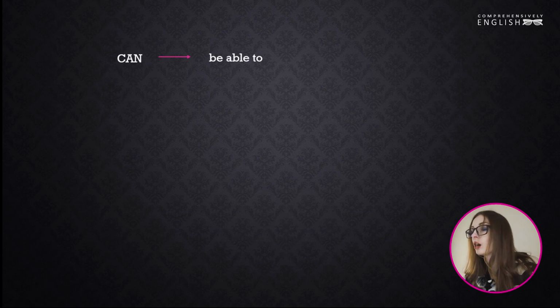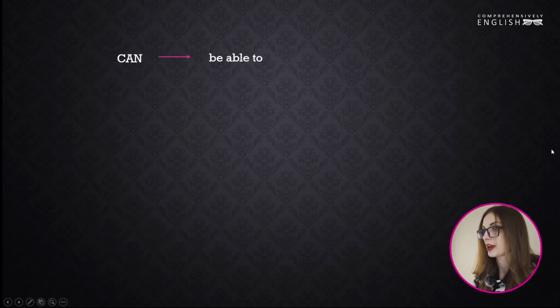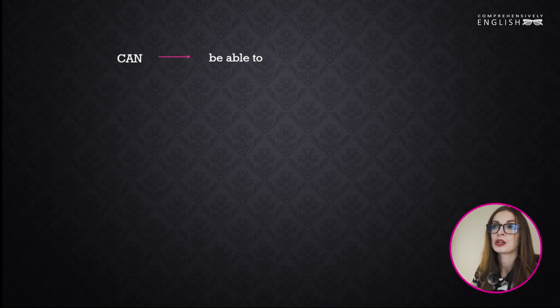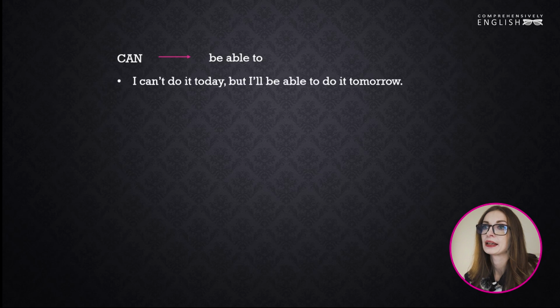Can is only used in the present and in the past. But what should we do when we need to say something in the future? We will use a substitute. We will use "to be able to" when we want to express an ability to do something in the future. For example, I can't do it today, but I'll be able to do it tomorrow.